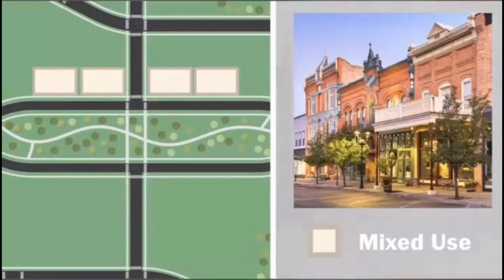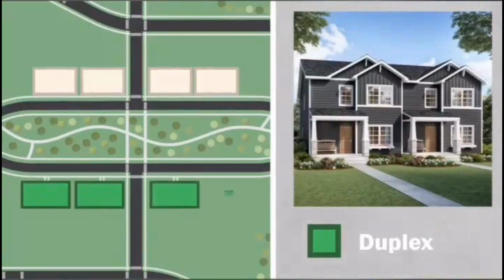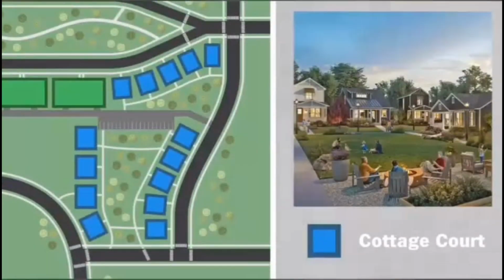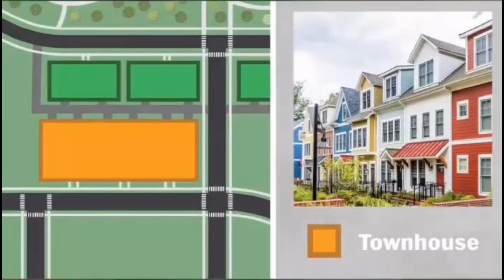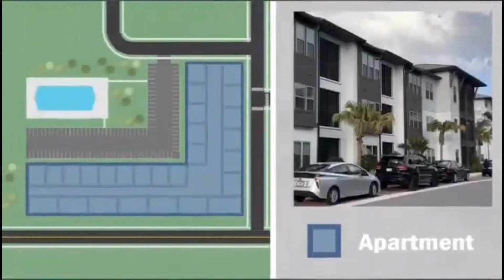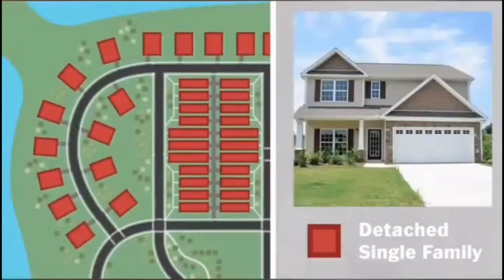Next, we can build different types of housing. This could be things like duplexes, which have 2 dwellings per unit, cottage courts, which are small individual dwellings that share a common space, townhouses, which are a row of dwellings in a larger building, apartments, and a variety of detached single-family homes, including ones with front yards and garages in the back, and some traditional larger ones with big yards and driveways.